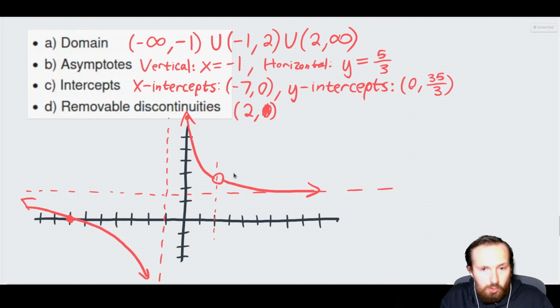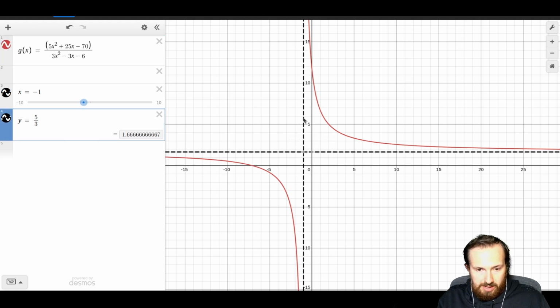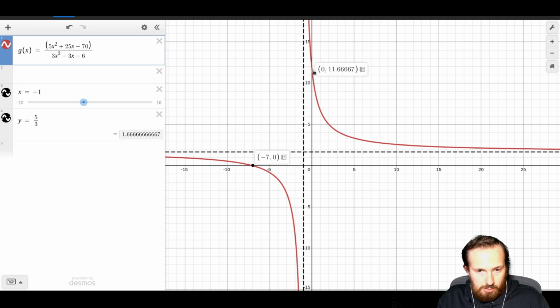So now let's see how correct we were. When we graph this in Desmos, you can see what we have here. We do seem to have a vertical asymptote at x equals -1, so that's what we predicted. A horizontal asymptote at y equals basically 5/3 or 1 and 2/3, so that seems to be right as well. We have an x-intercept at -7, 0. We have a y-intercept at 0, 11 and 2/3, or 35/3. So all of those are correct.